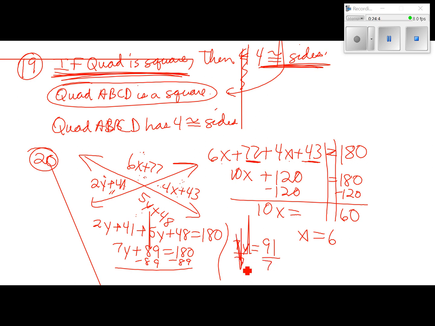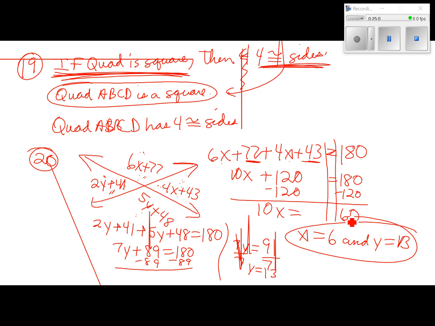The 7's here cancel out. You're left with just y equals, 7 will go into 91, let's see, 13 times. So you have x equals 6 and y equals 13. Hopefully that's one of the answers there. Just make sure you put the correct answer in the blank.